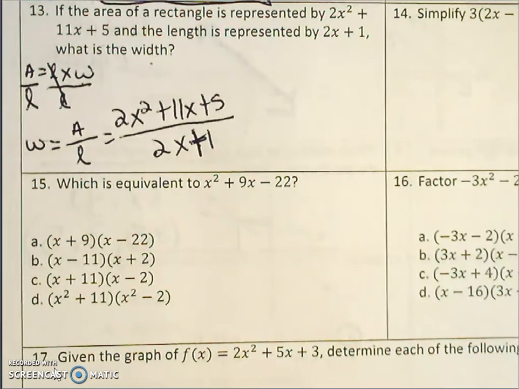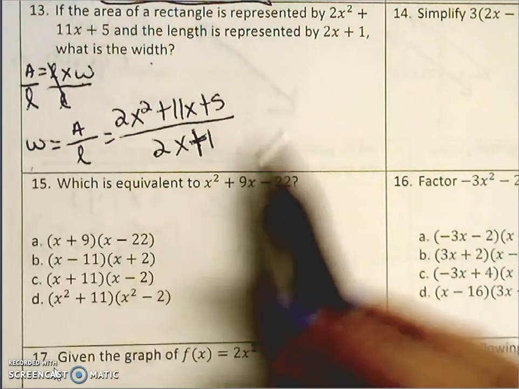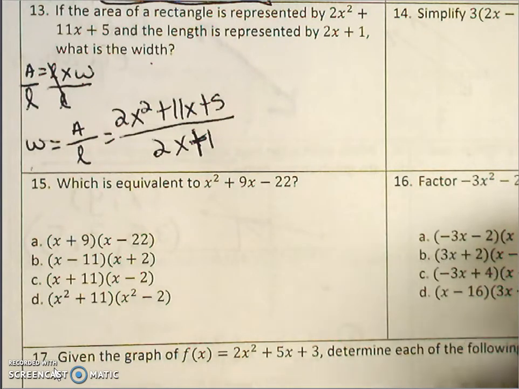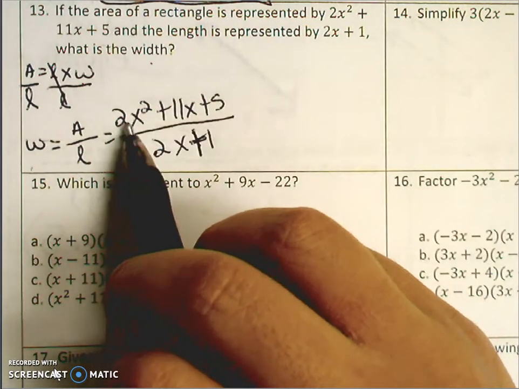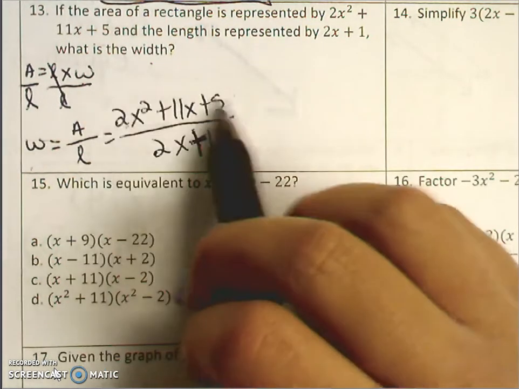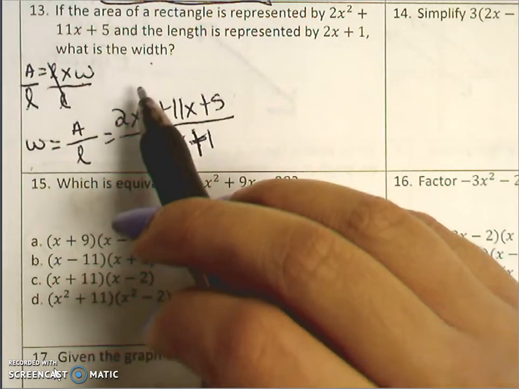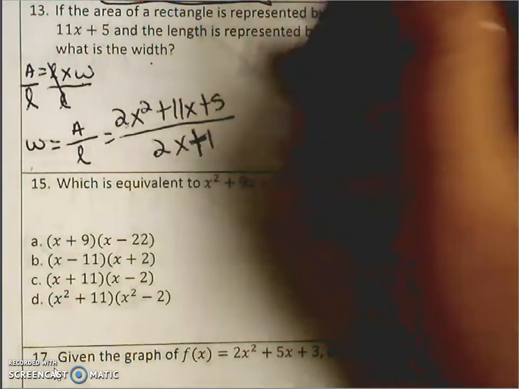Okay? So, in order to figure out what the width is, I'm going to do similar to number 12. If you watch the video for number 12, I basically have to factor what's in the top, and then I'm going to cancel out what they have in common for the numerator and the denominator.